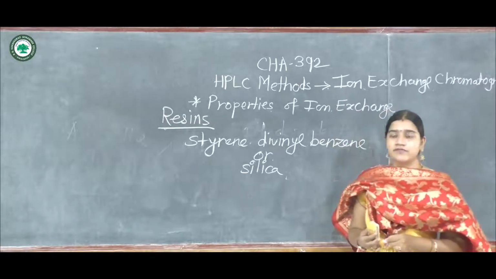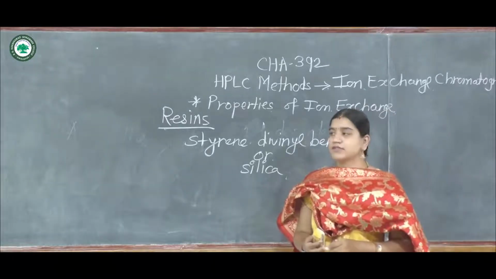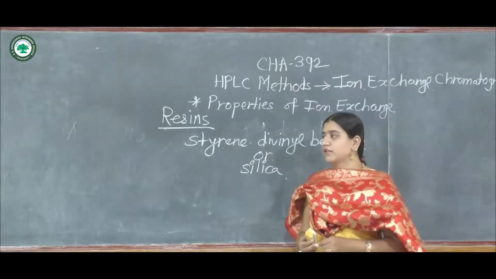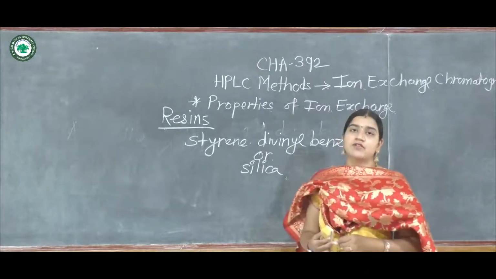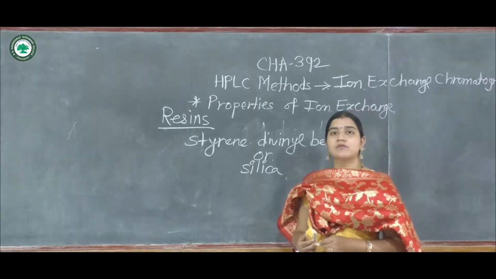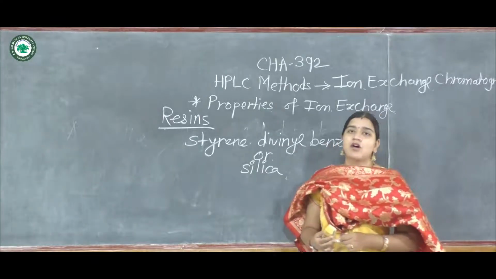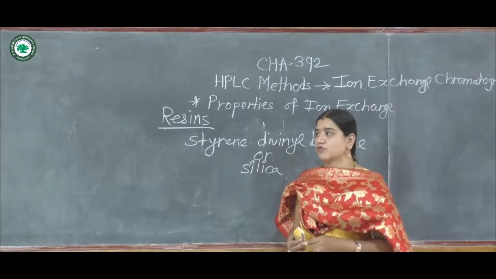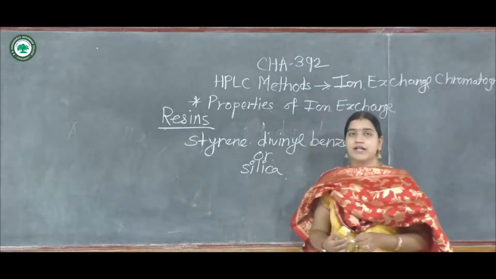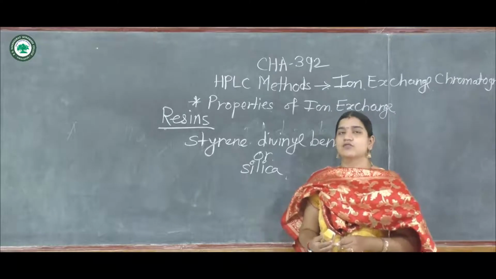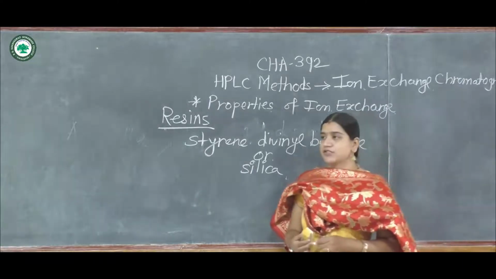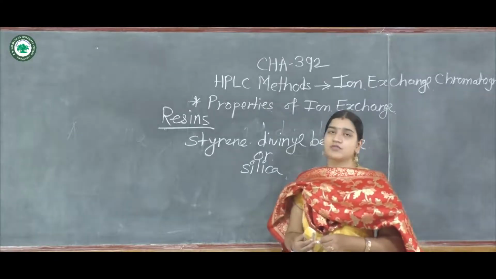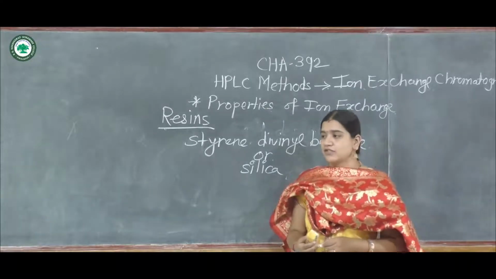So the choice of resin material is the first thing. The second thing is the pH of the ion exchange material, and the third is whether you are using a cation exchange column or an anion exchange column. All these factors determine the properties of ion exchange chromatography. If you want to analyze the cations, then you will go for the cation exchanger. If you want to analyze the different types of anions, then you will go for the anion exchanger.